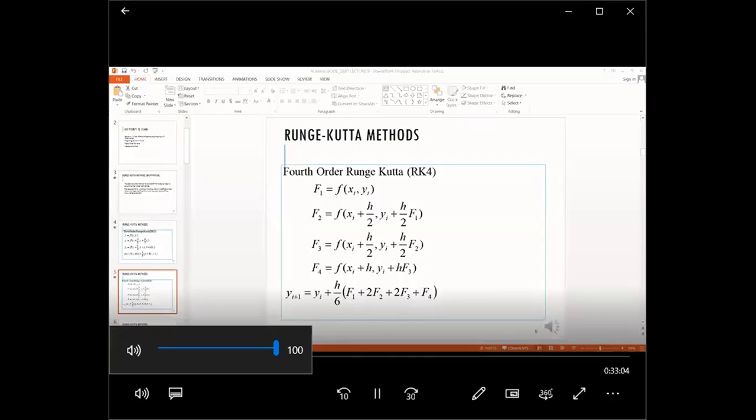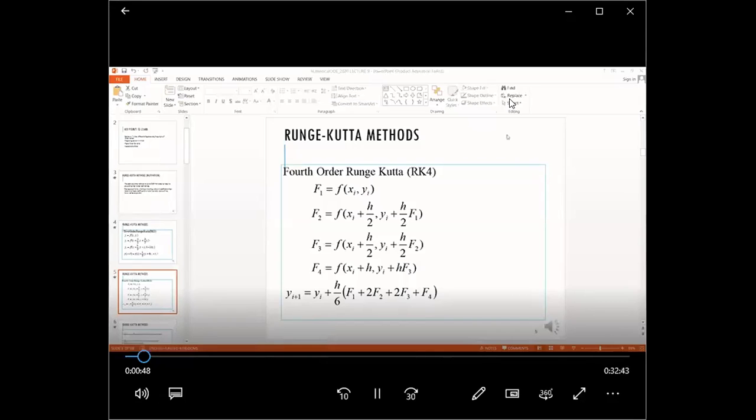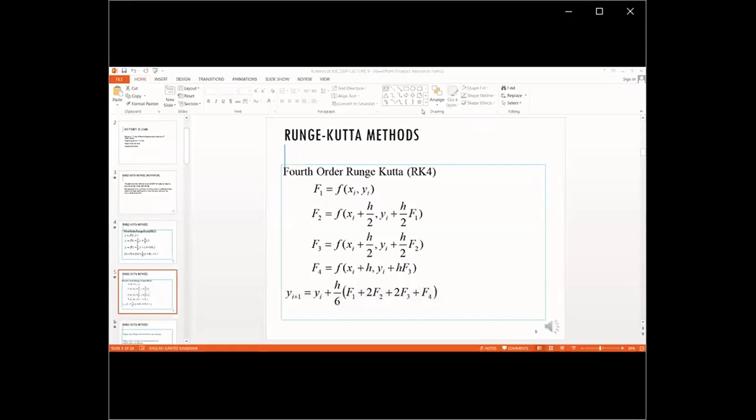I'm sure we've all written down the equation. Have we captured the equations? Hello, class. You've been unmuted. Have you captured the equation? Yes, sir. Okay, so we can continue then.